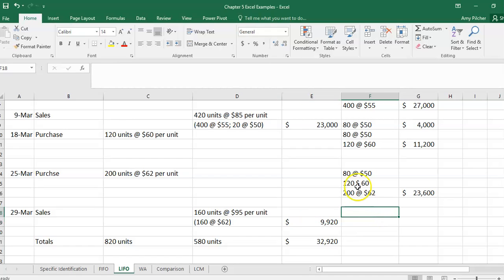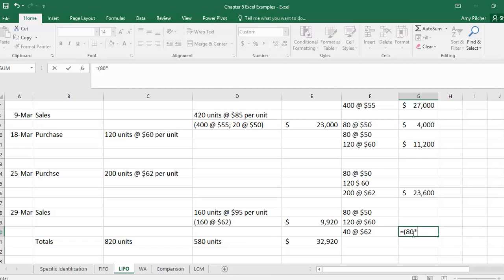And our ending inventory is 80 units at $50, 120 units at $60, and 40 units at $62. 80 times 50 plus 120 times 60 plus 40 times 62.